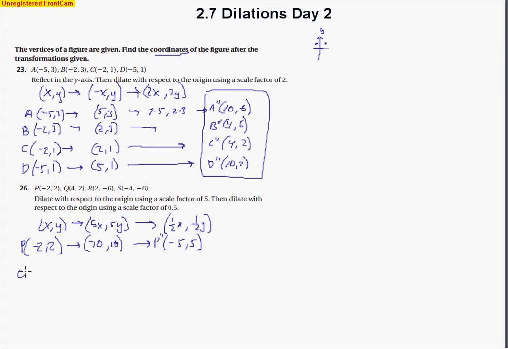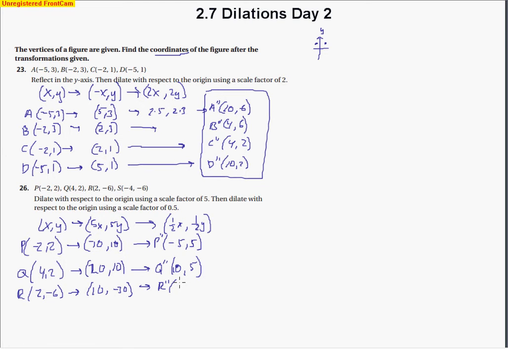And when I take a look at the next one, Q started at 4 comma 2, and when I multiply it by 5, I get 20 comma 10. I take half those numbers, and Q double prime is going to end up being 10 comma 5. And then R started at 2, negative 6. When I multiply those by 5, that gives me 10 comma negative 30. But then I need to take half those numbers to find out what R double prime is.